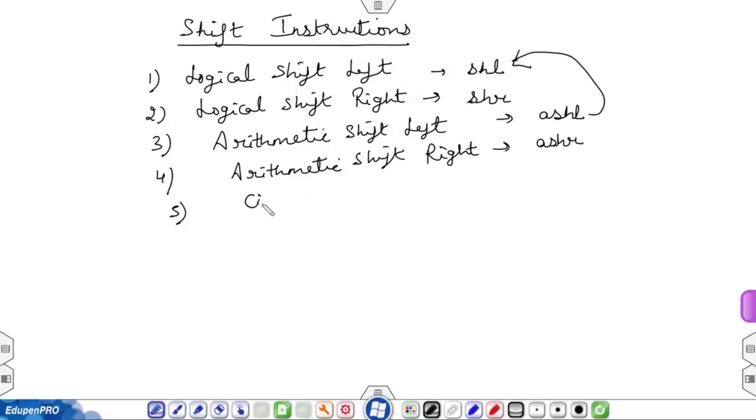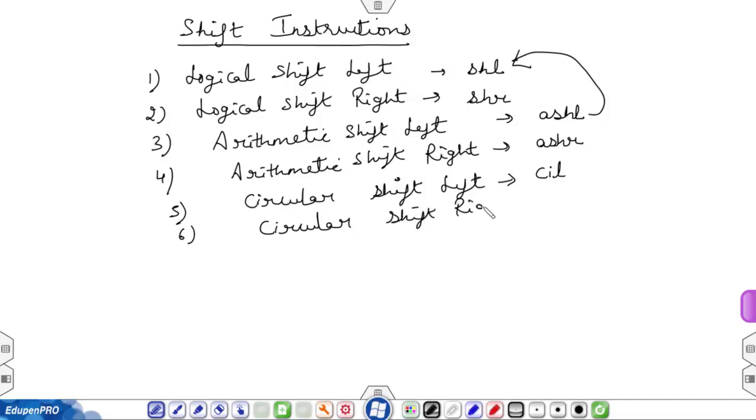And fifth is circular shift left. Circular operations are also called rotate operations. It is written as CIL, that is circular left. Next is circular shift right. It is written as CIR. Now I am going to discuss each operation, each instruction, in detail.